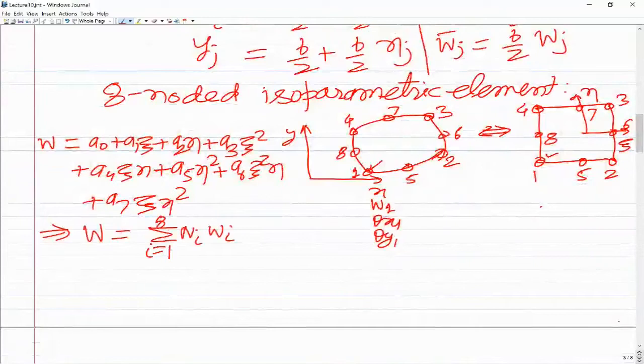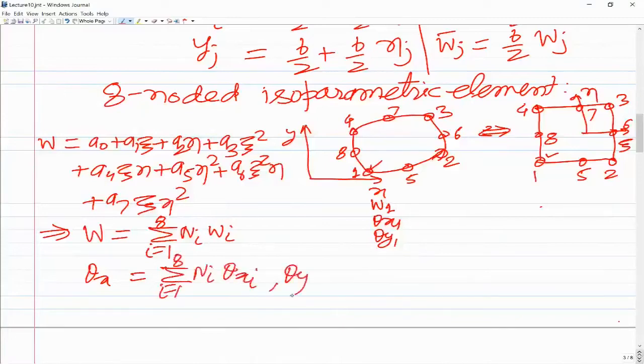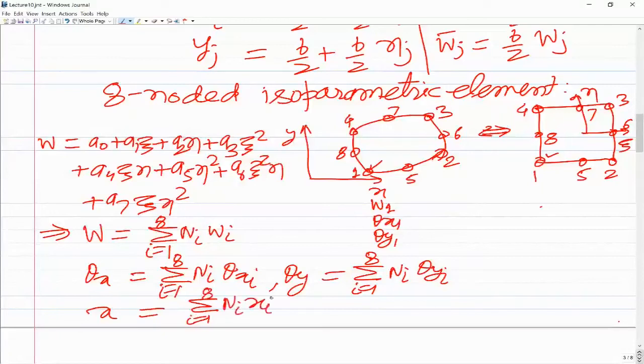So similarly, same way you can do for theta x. Theta x would be summation I going from 1 to 8 Ni theta xi. Theta y will be equal to summation I going from 1 to 8 Ni theta yi, where wi, theta xi and theta yi are the values of w, theta x and theta y at node I. So similarly, the x and y coordinates also have to be written in terms of xi and eta. So x you write as summation I going from 1 to 8 Ni xi, and y is equal to summation I going from 1 to 8 Ni yi.